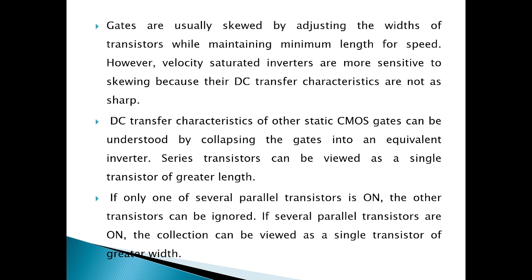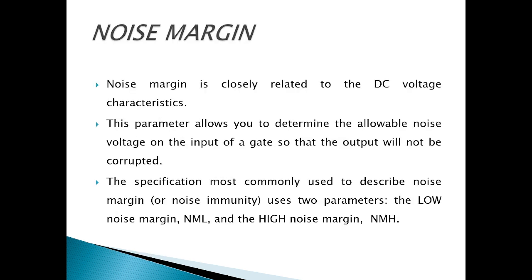Series transistors can be viewed as a single transistor having greater length. If one of the several parallel transistors is on, then the other transistors can be ignored. If several parallel transistors are on, the collection can be viewed as a single transistor of greater width.